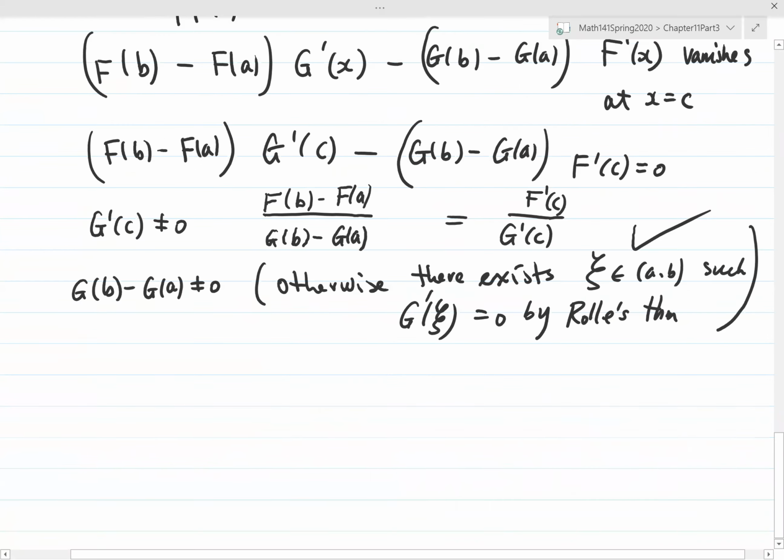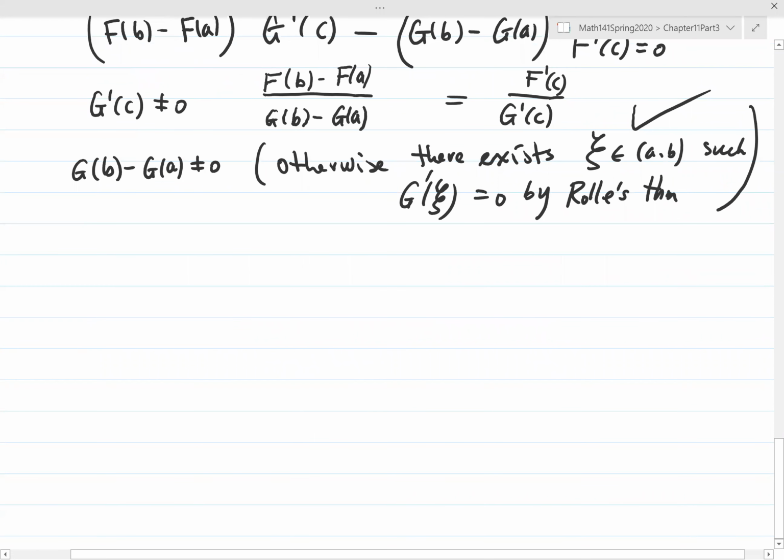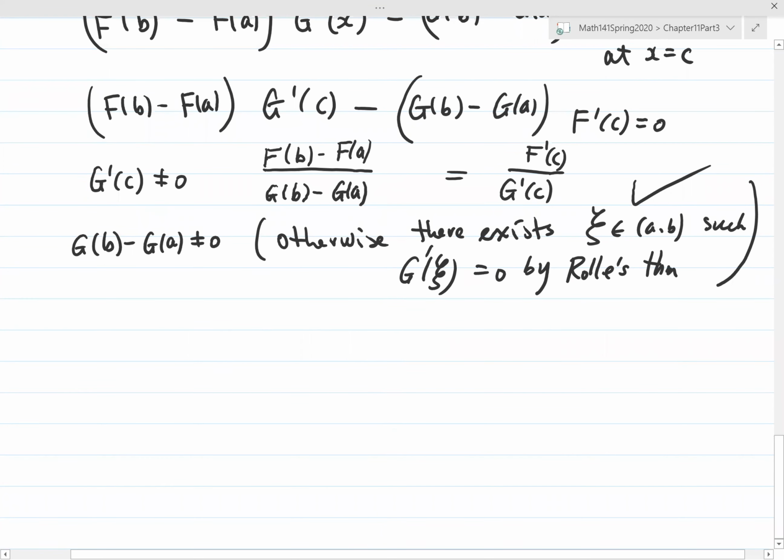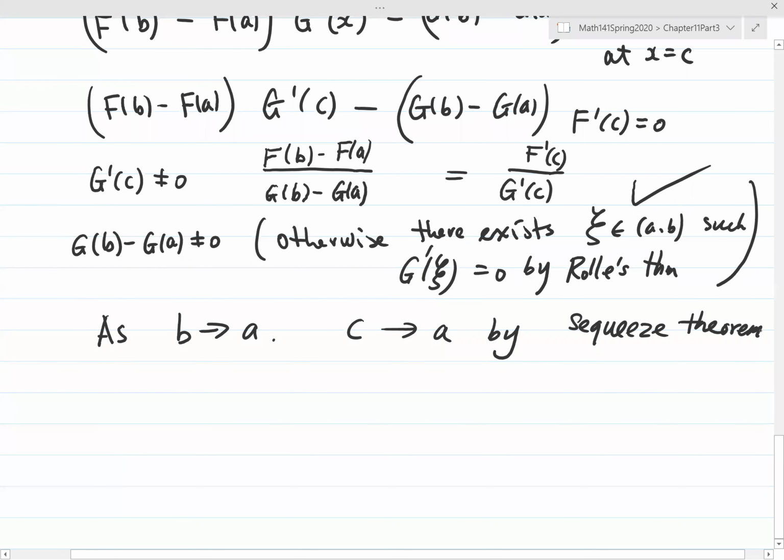Now, an application of the Cauchy mean value theorem is we actually derive L'Hopital's rule. Remember L'Hopital's rule. As b approaches a, then c also approaches a by the squeeze theorem. Then you see (F(b) minus F(a)) over (g(b) minus g(a)).